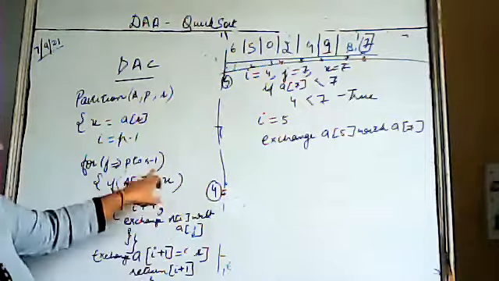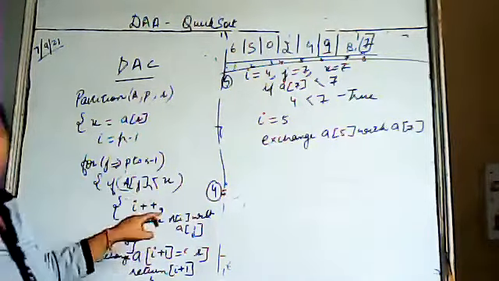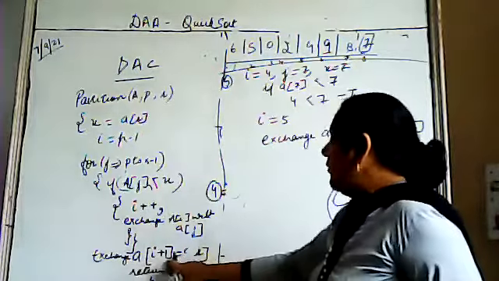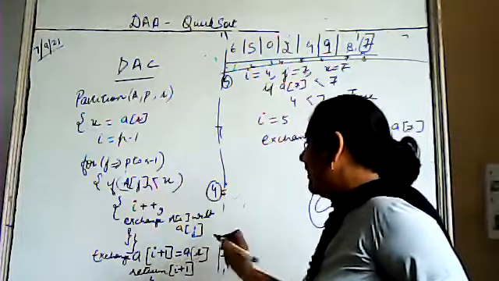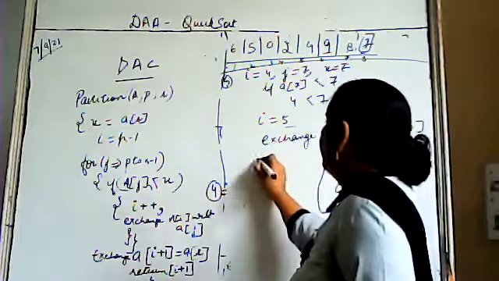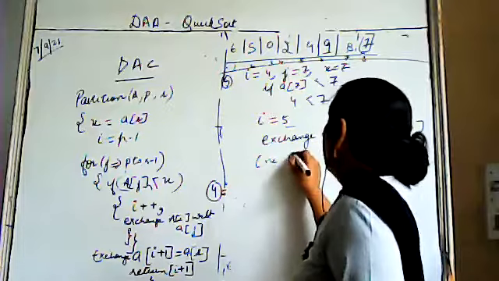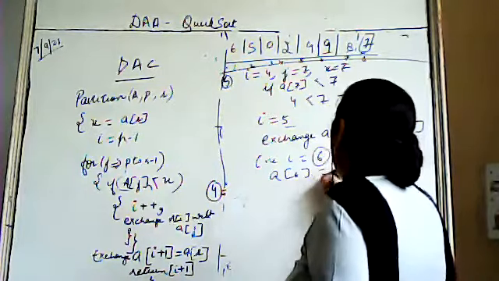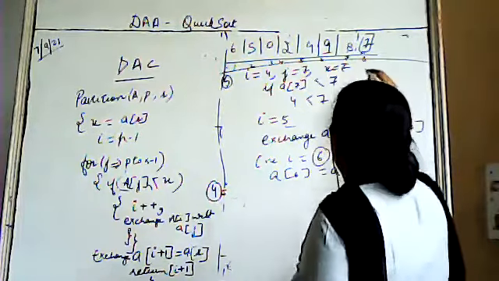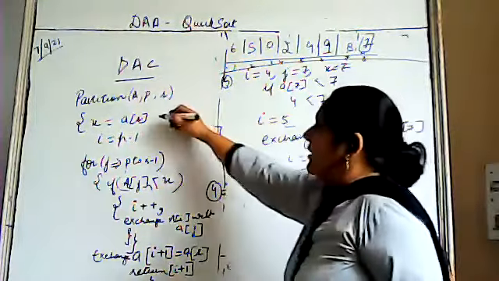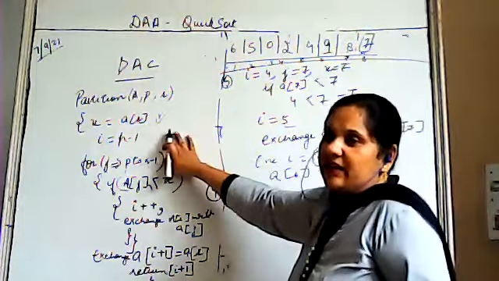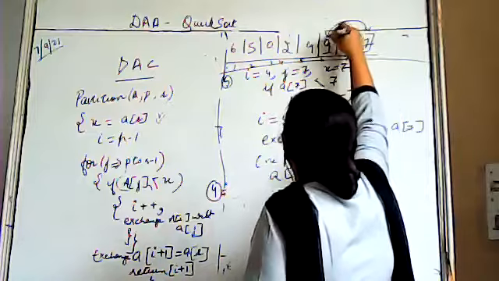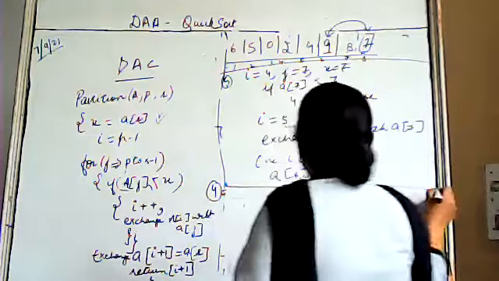Since this condition is satisfied, P to R minus 1, and we have applied all the conditions. After the loop is over, exchange A of I plus 1 with A of R. Increment I, which is equal to 6. So A of 6 with A of 8, because my R is at the 8th position, the last index. So swap these two numbers, and the final output will be like this.